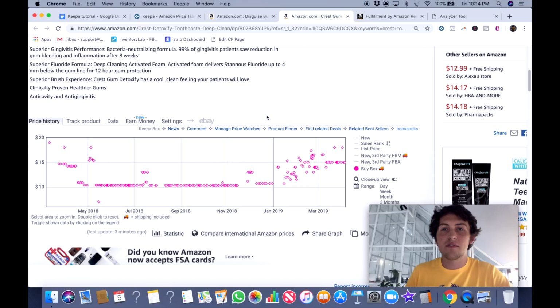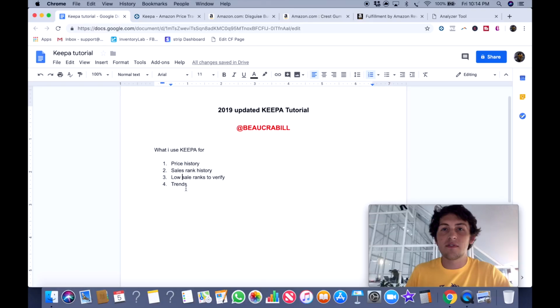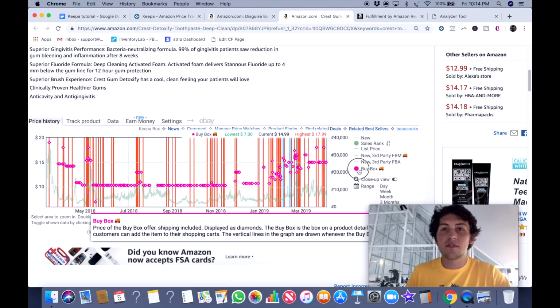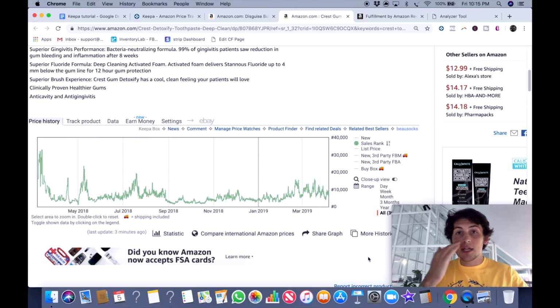The second thing I want to look at about price history, which I'll go over later, is comparing the sales ranks with the sales rank history, but I want to go over the sales rank history first. So the next thing I want to talk about is the sales rank history. What you can do is press the button that says sales rank history and take off buy box.